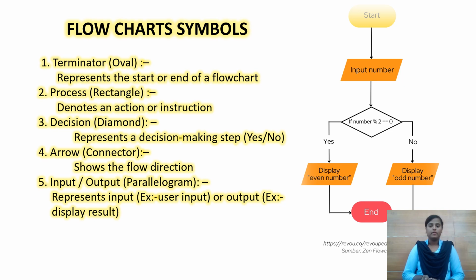Examples: numbers and operations. The third symbol is decision. It is defined as the diamond shape, and it represents decision making, for example yes or no. The fourth symbol is arrows. It is also known as the connector. It shows the flow of directions. The fifth symbol is input or output.